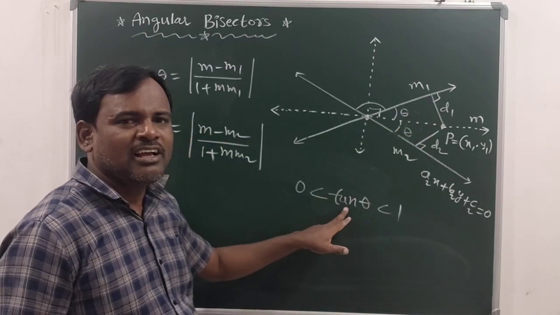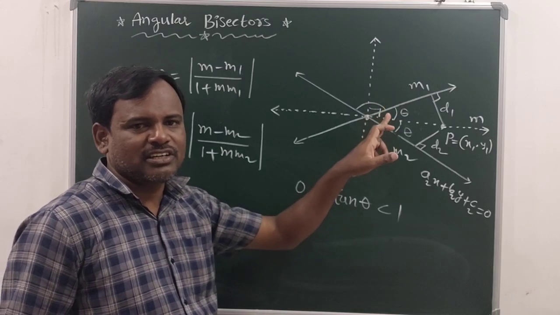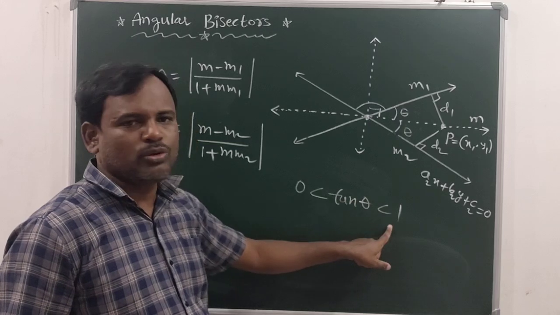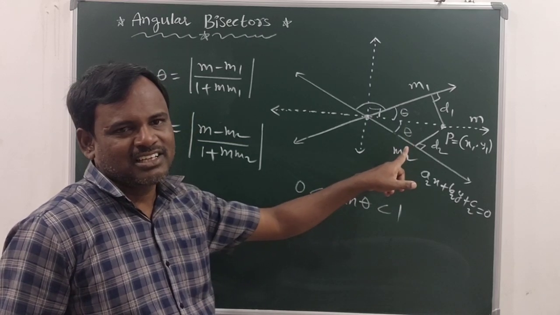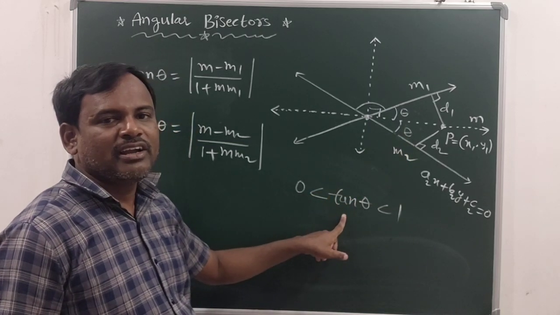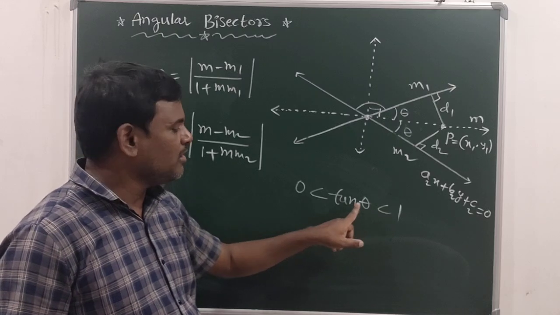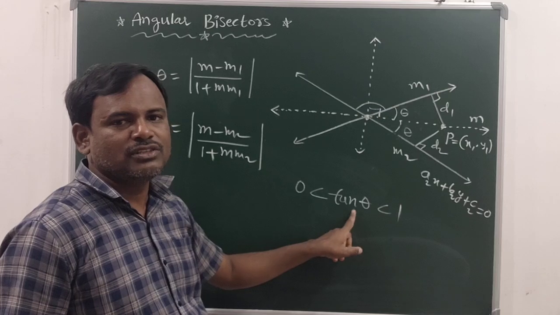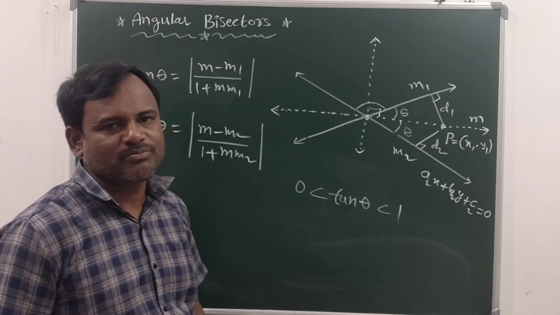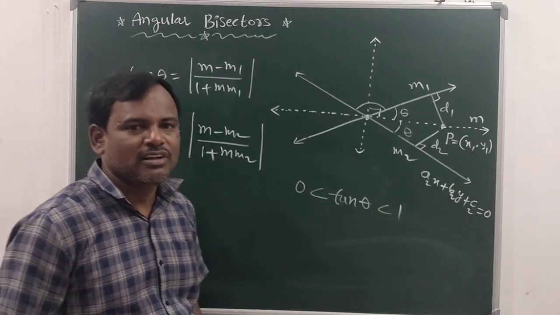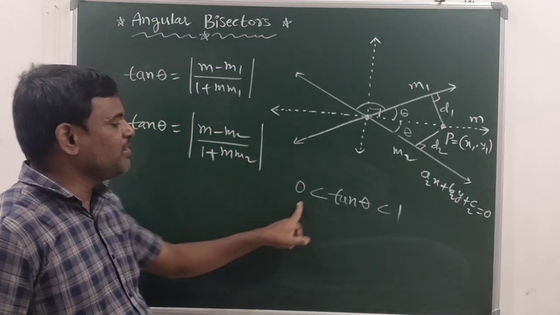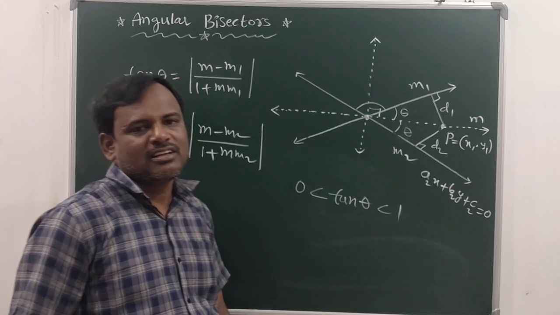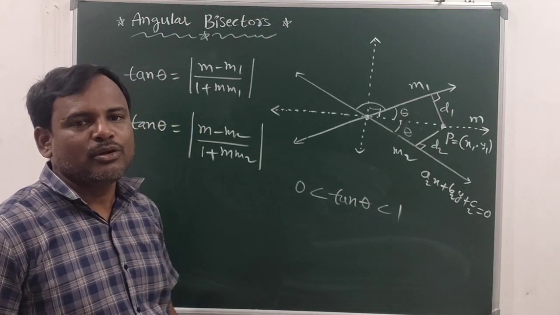Tan is an increasing function in the interval minus 90 to plus 90. So from 0 to 90 also it strictly increases. Hence, tan 45 is 1, you know. Then if the angle is 0 to 45, tan of 0 to 45 will be 0 to 1 only. Hence, if this tan theta value is 0 to 1, then you can say that the angular bisector is an acute angle bisector.